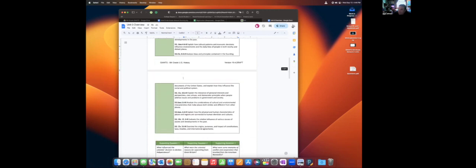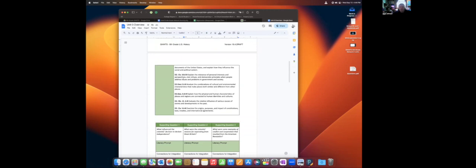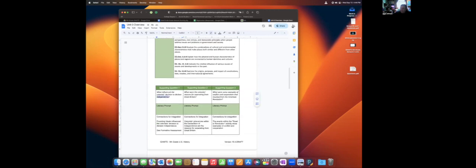You can see the C3 framework with the new standards. The big new thing is inquiry-based instruction, and the C3 framework brings that in. So these are some of the C3 indicators that we utilize. And then you get a bird's eye view of what each lesson is about. So each supporting question is the focus of one of our lessons.